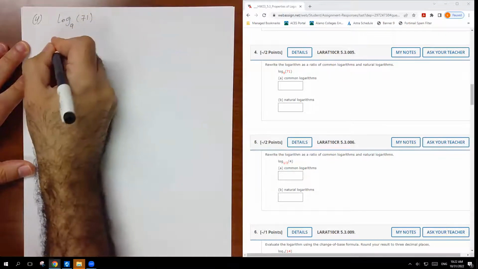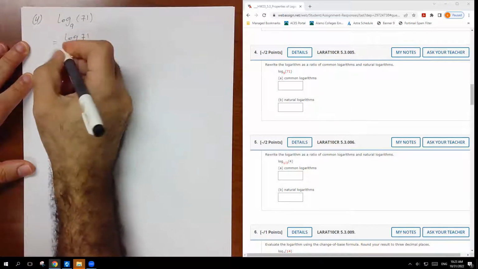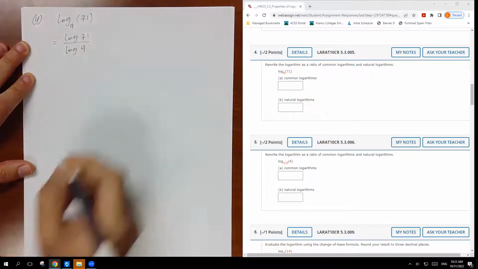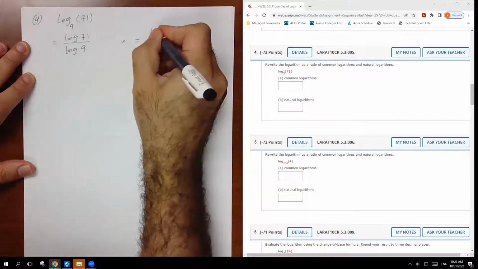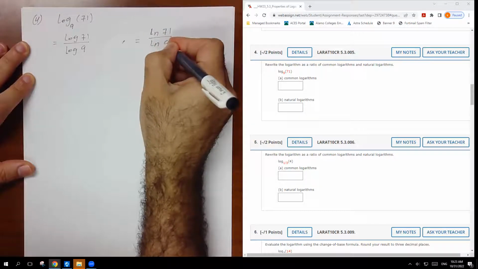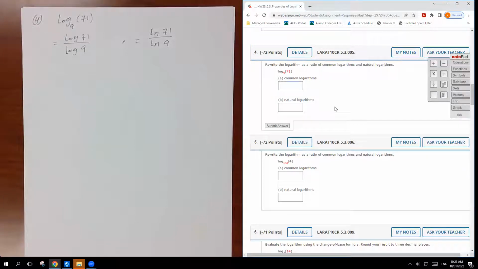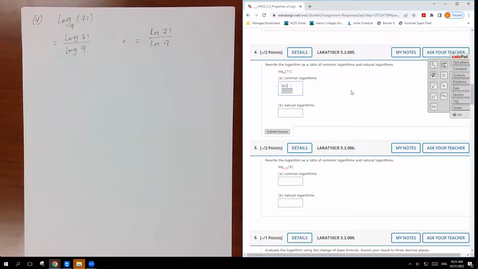This one we can write as log of 71 divided by log of 9. Or you can write it with ln, as a natural logarithm. So you're going to say ln of 71 over ln of 9. That's it for this example as a ratio between these two logs. So here you're going to use the fraction. I think there is another function, the ln function here. Yes, ln of 71.